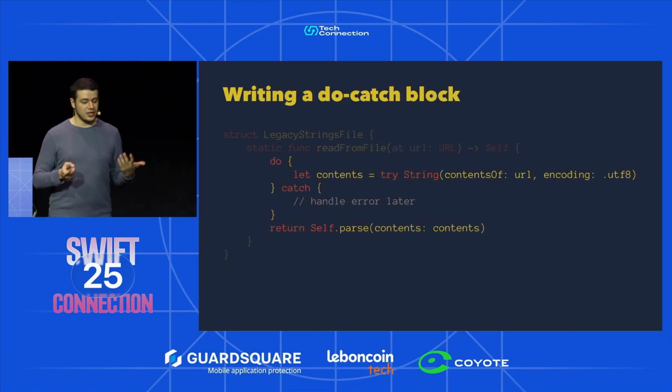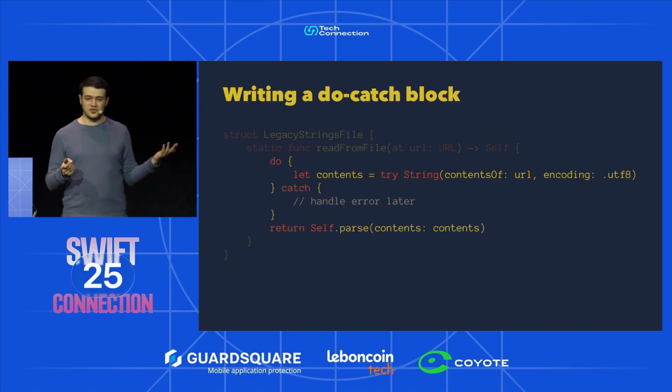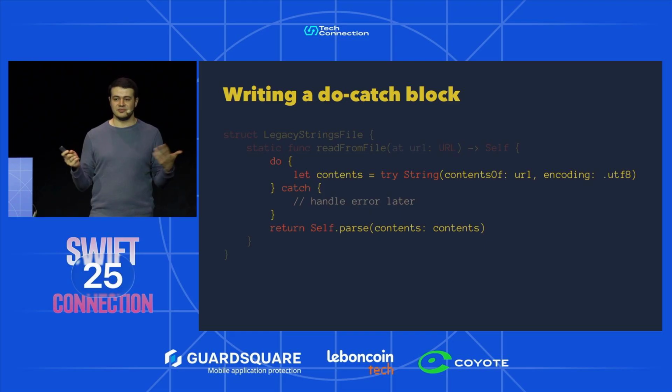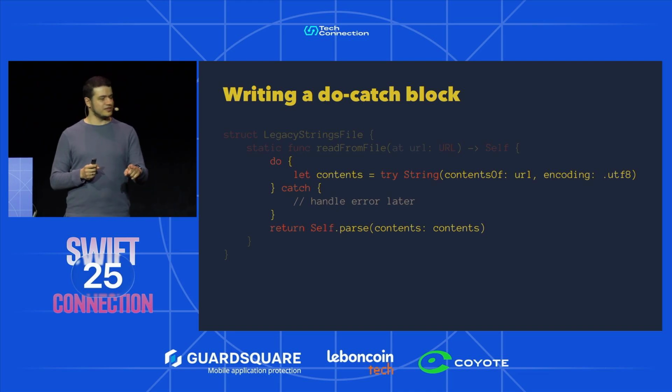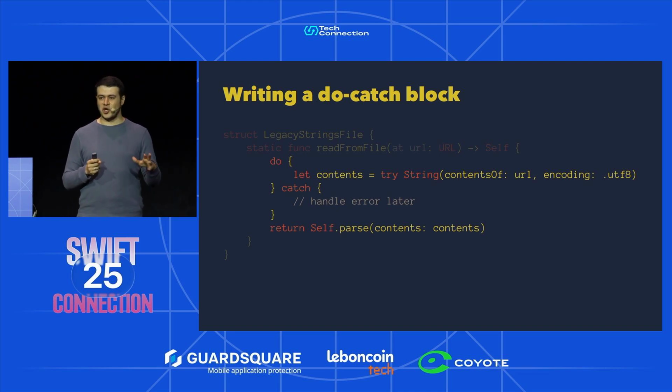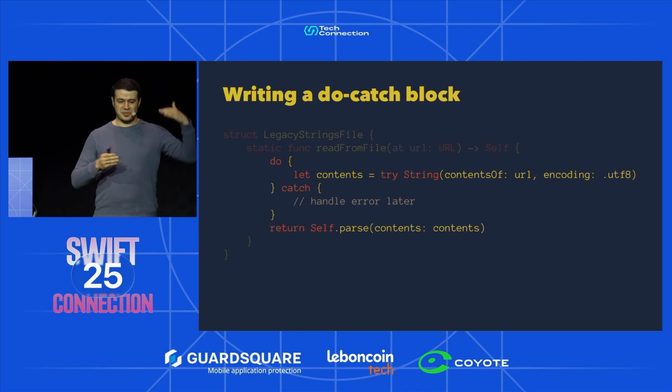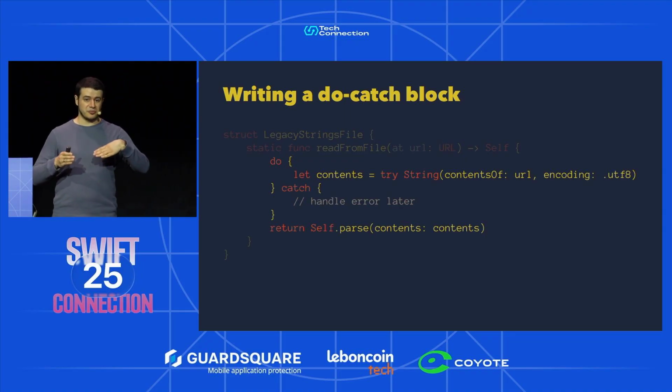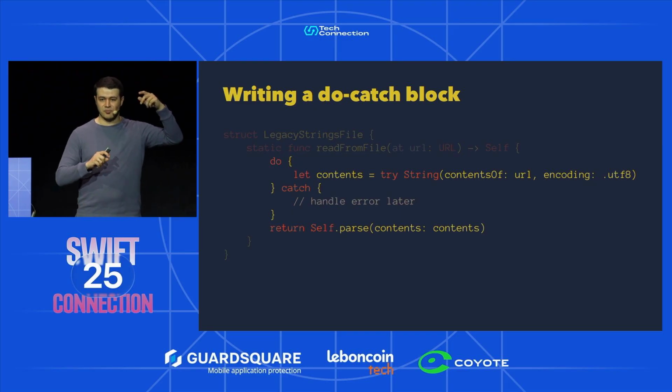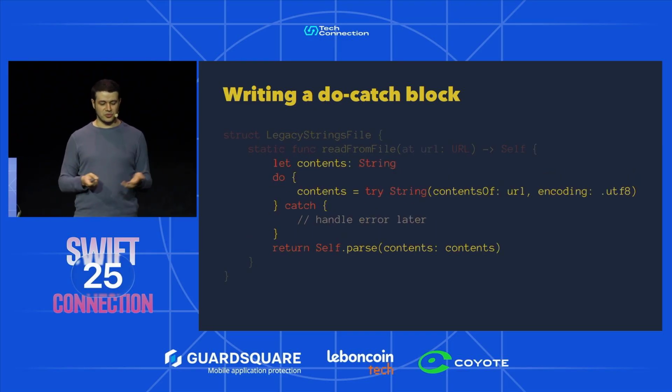What can we do? Well, the simple approach, we could just write a do catch around it and say, okay, we are dealing with the error now. But are we? First of all, this is not compiling even because the let contents is actually being called in the self.parse function down below, and it must be outside the do block. Otherwise, it will not compile. So we have to move that out.